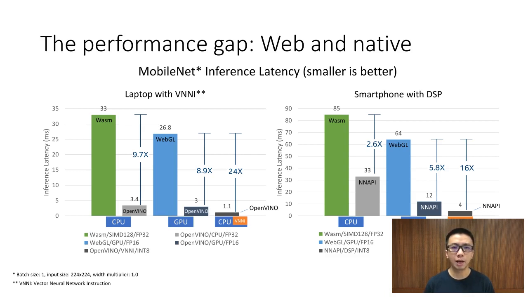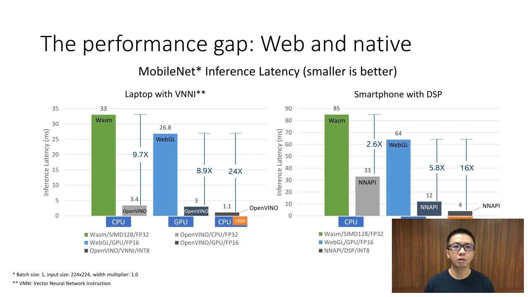The reason behind that is the native can access the 256-bit vector instruction. However, WebAssembly only has 128-bit. The native GPU inference is about 9 times faster than WebGL for float-point 16 precision. That's because optimized machine learning kernels within the GPU driver are not available to WebGL. On the smartphone, we observed similar results.